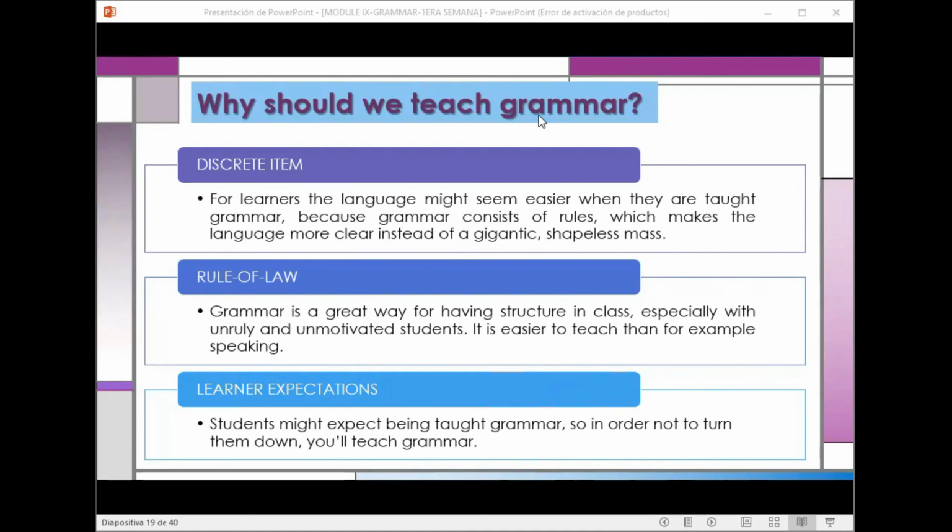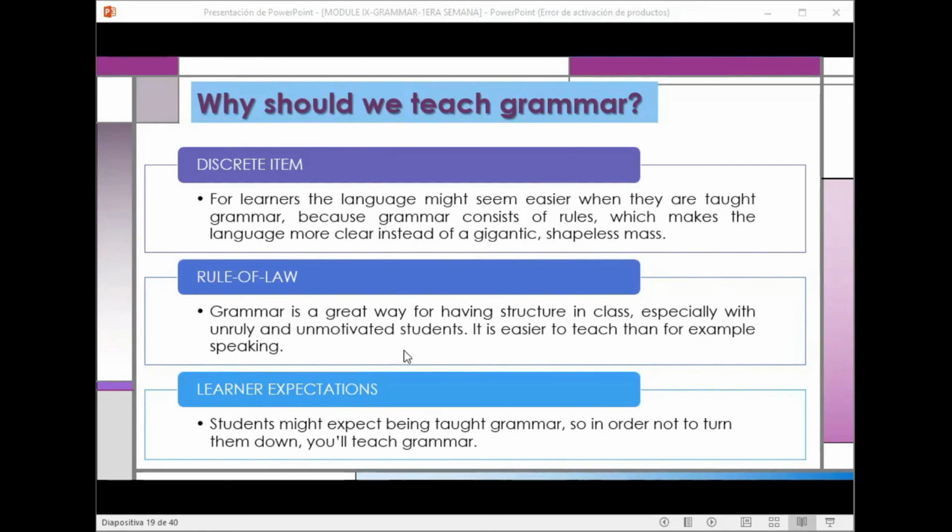So we were talking about why we should teach grammar. Now we finished with this slide and we can go to the rest. So we were saying that it is very important to teach grammar because of this aspect, a discrete item. Some learners could find it easier when they are taught grammar, because they have specific information, rules, and it makes the language more clear instead of a gigantic, shapeless mass of structure, pattern, vocabulary.